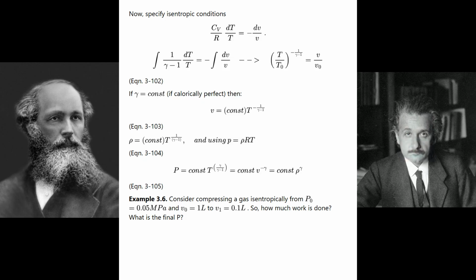Example 3.6. Consider compressing a gas isentropically from P sub 0 equals 0.05 MPa and V sub 0 equals 1 L to V sub 1 equals 0.1 L.